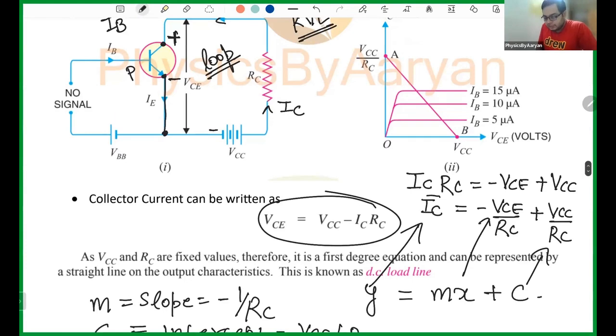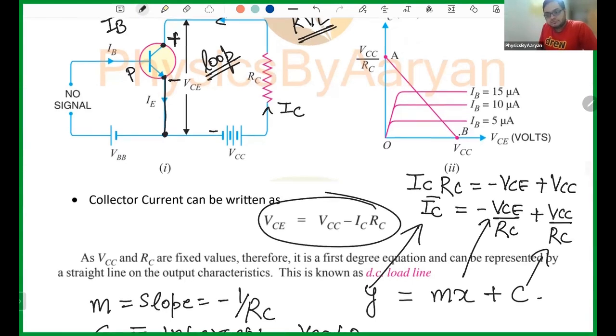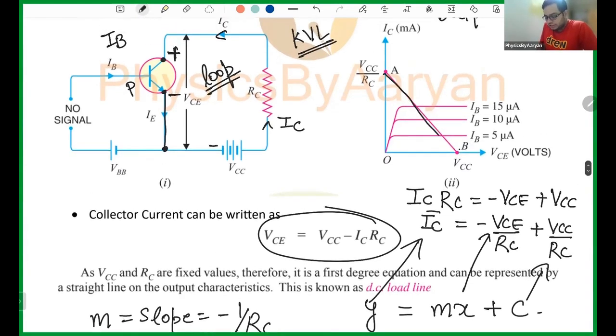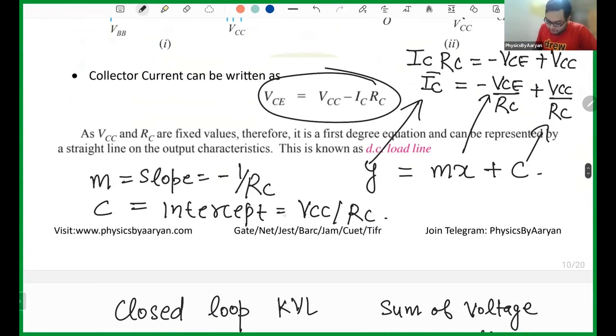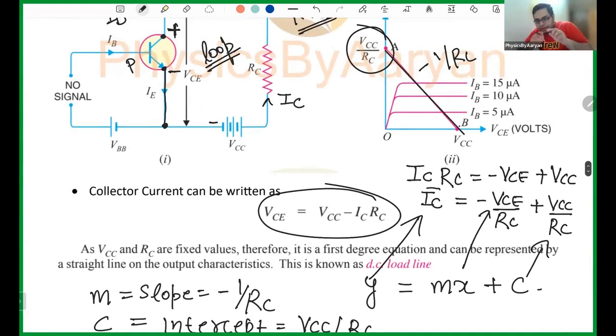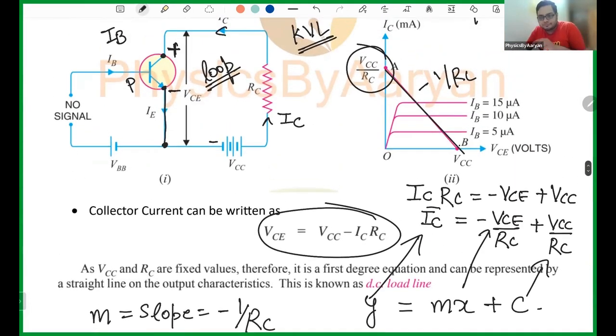You can clearly see you have a straight line graph, so you can draw a straight line from here to here. The slope of this will be minus 1 by RC. It's a negative slope; you can see your line is coming down. And second, your intercept is VCC by RC. So in my actual graph, my output characteristics, I now have an additional line. Can you see that additional line?